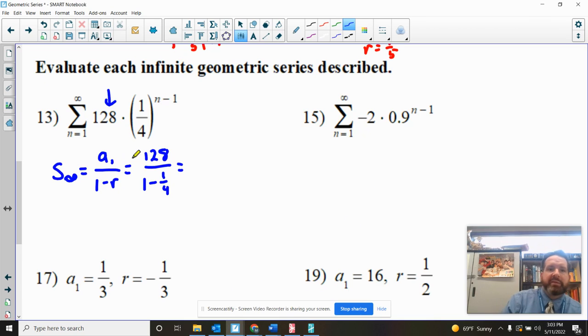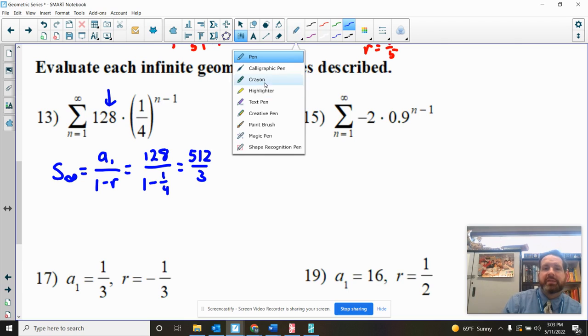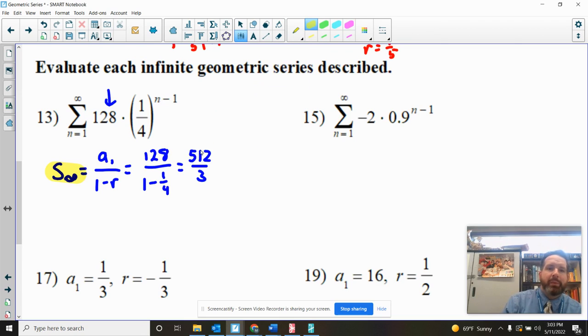So coming back, 512/3. There is the sum of your infinite geometric series. And be a little bit impressed. We have a way, in some cases, to be able to add up an infinite amount of numbers and to get an answer out of it. Good work, human beings.